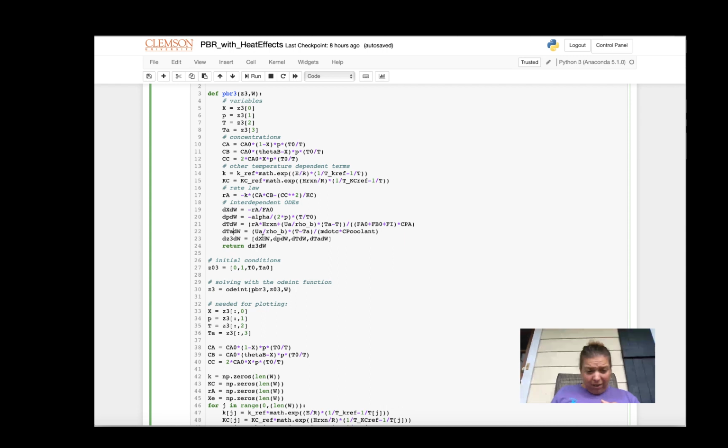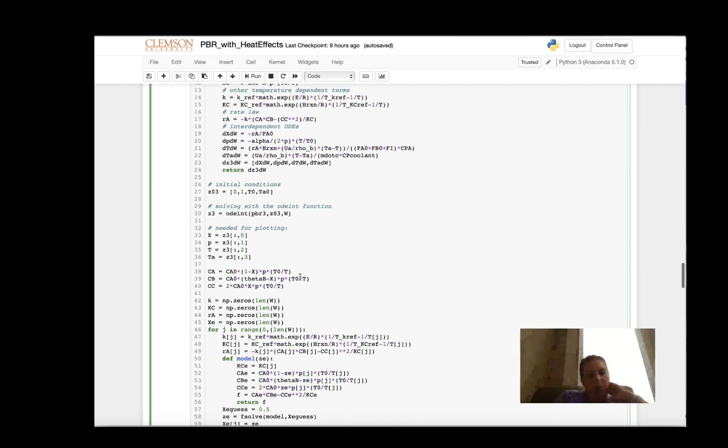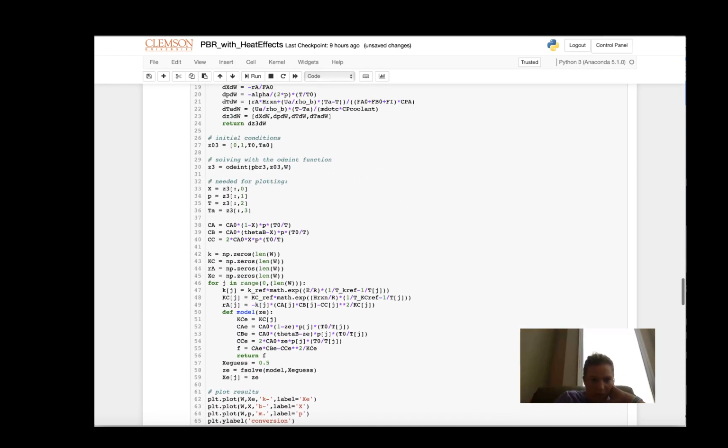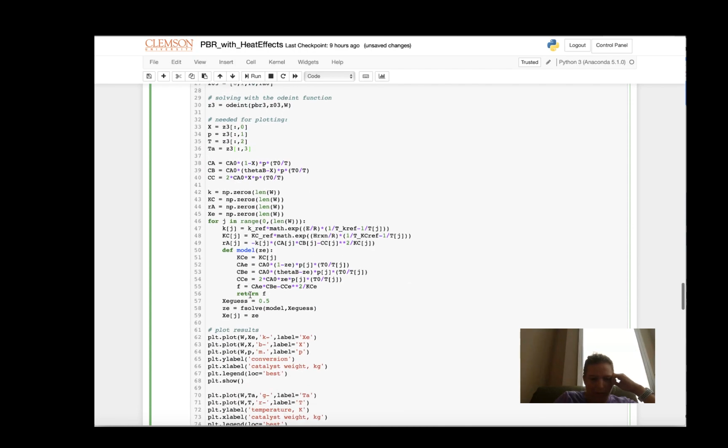Other than that, everything is pretty much the same. I need to include this here now in my system of ODEs, so I do that. And then additionally, when I set my initial conditions, I need to set an initial value for my coolant temperature. When I come down and solve the problem, then another thing I have to do is, if I want to plot TA, then I have to assign it to these values that were solved for. And when I write any of the equations in here, actually none of the equations in here rely on TA, so I don't need to worry about it there.